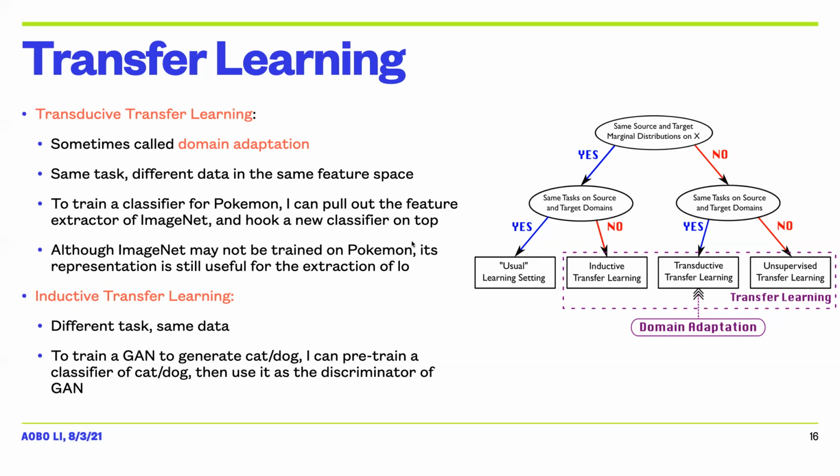The other type of transfer learning is called inductive transfer learning. The idea is to perform a different task on the same data. A very simple example: if you want to train a generative adversarial network to generate cats or dogs, I can pre-train a classifier which classifies cats and dogs, and then use that as the discriminator part of the GAN, as we just discussed a bit earlier.